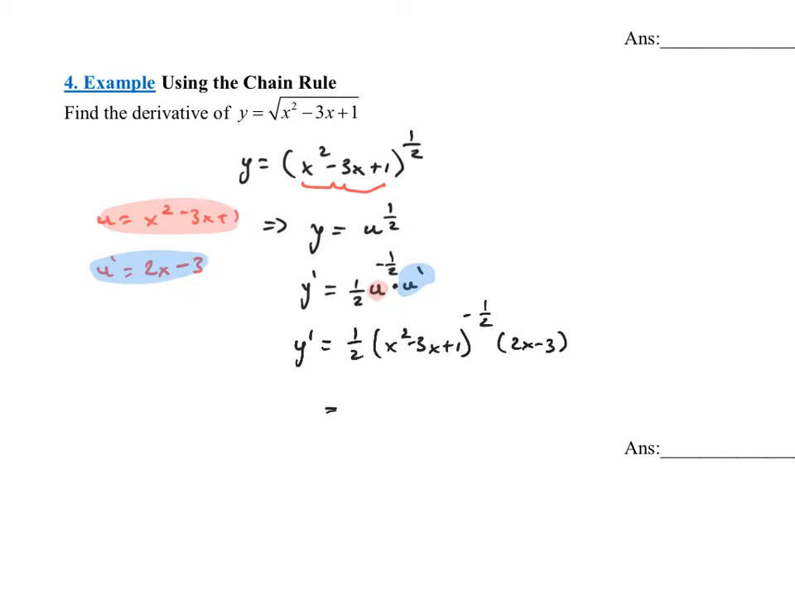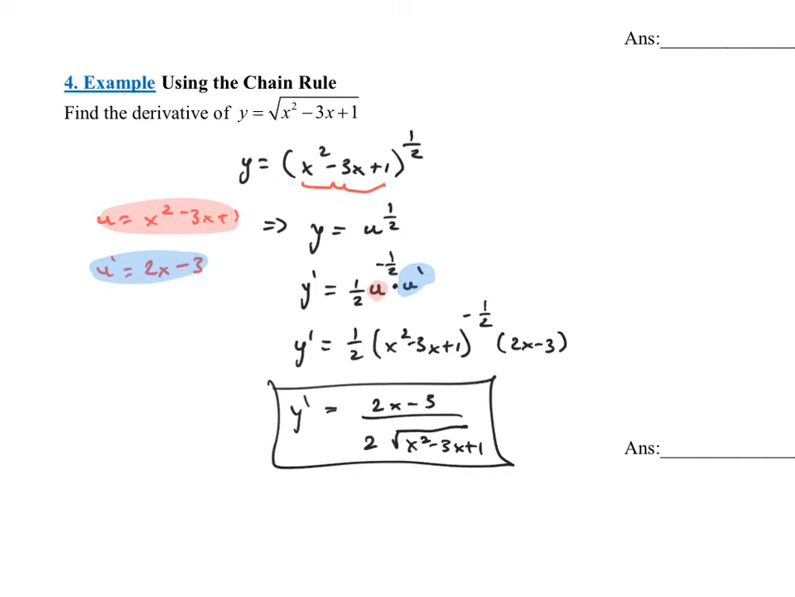Cleaning that up, what stays on top would be the 2x minus 3. On the bottom, we have the 2 from the 1/2. And when we throw that x squared minus 3x plus 1 into the denominator, that makes the exponent positive, right? We can't have that negative exponent, so I throw it into the denominator. I also realize that it started as a radical, so it needs to end as a radical. To the 1/2 power is the square root. So that would be my derivative right there: 2x minus 3 all over 2 times the square root of x squared minus 3x plus 1.